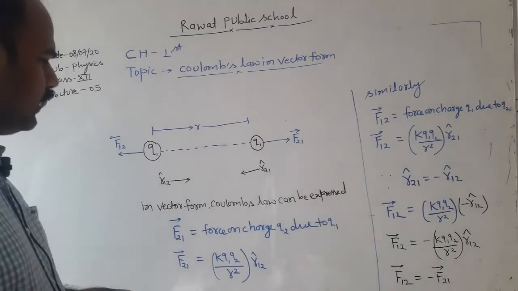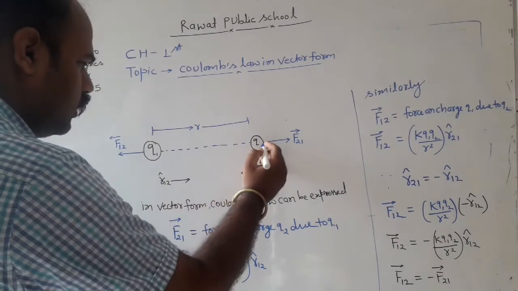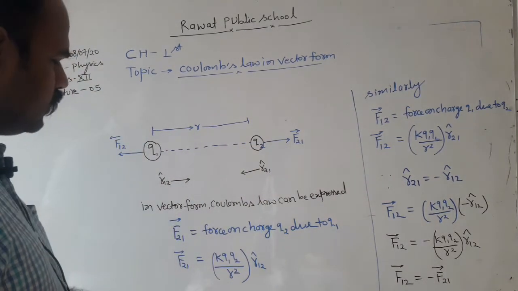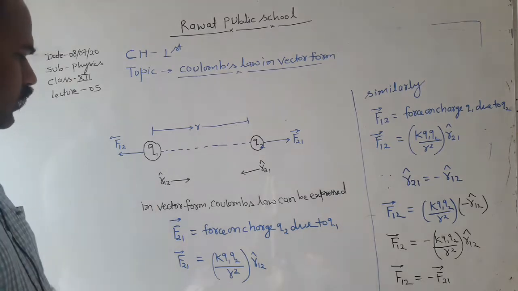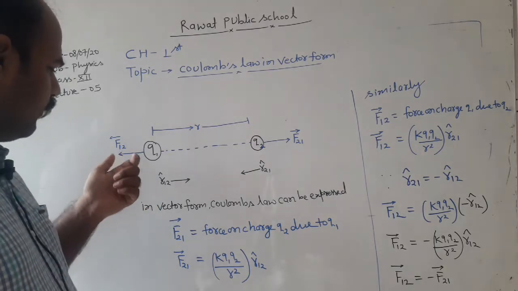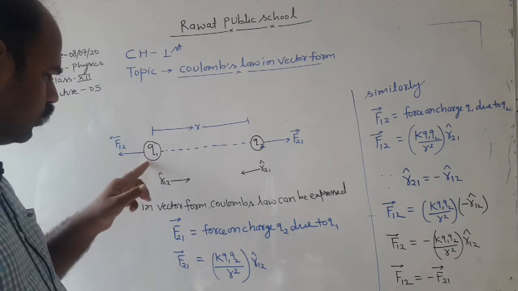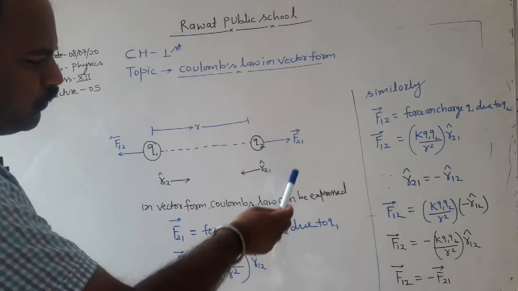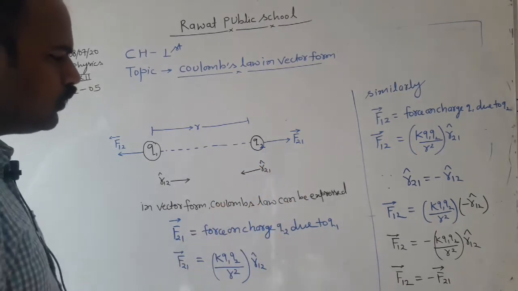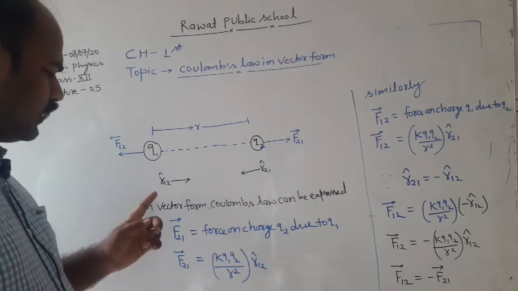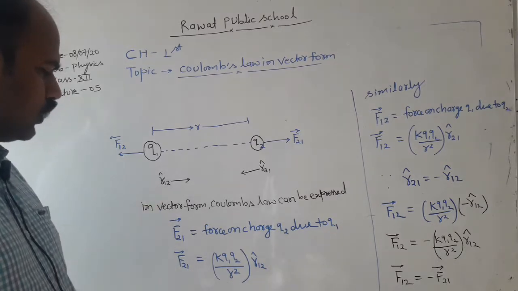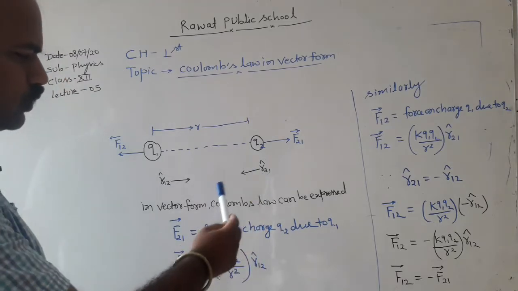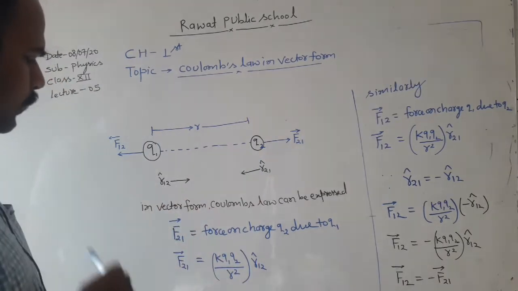Good morning, students. Today we will discuss Coulomb's law in vector form. First we take two charges Q1 and Q2, and the separation between them is R. F12 is the force on Q1 due to Q2, and F21 is the force on Q2 due to Q1. The unit vector R12 shows the direction from Q1 to Q2, and R21 shows the direction from Q2 to Q1.